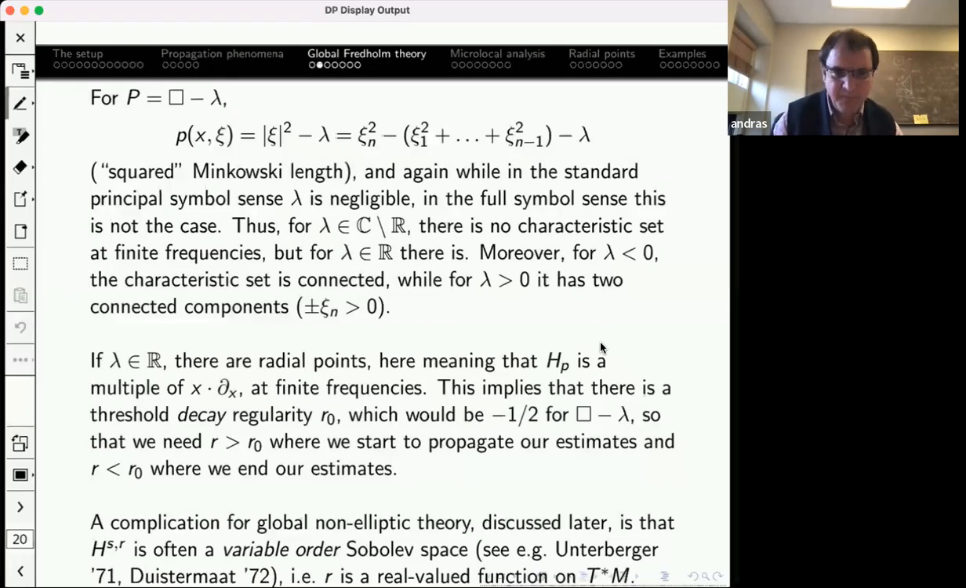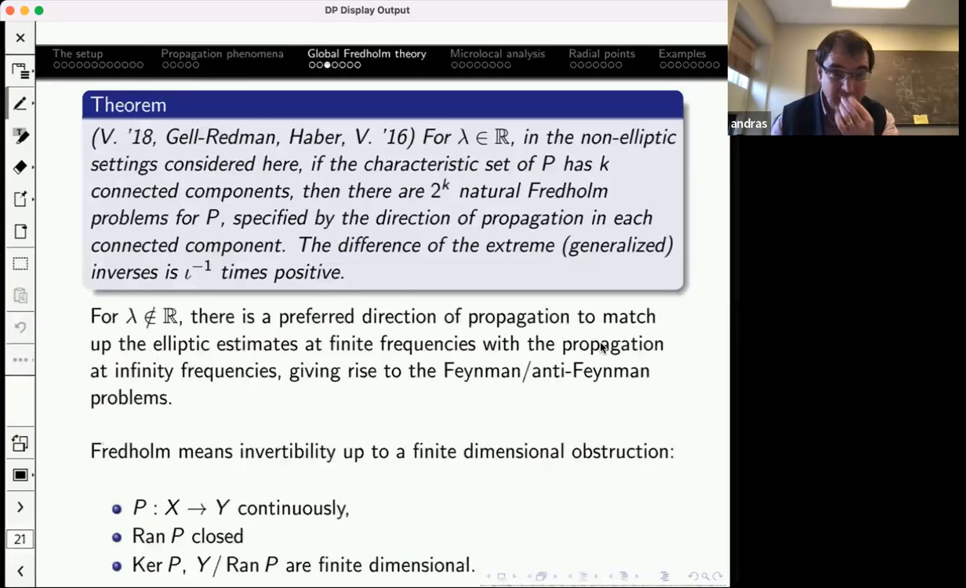Okay, so let's just discuss the sort of Fredholm aspect. The statement is that in these real lambdas, in the settings I considered, there are k-connected components. There are 2 to the k natural Fredholm problems, and moreover, the extreme propagator differences are positive up to a factor of i.